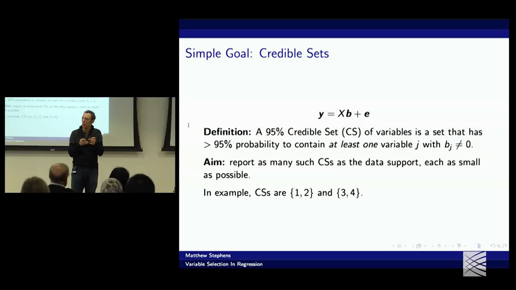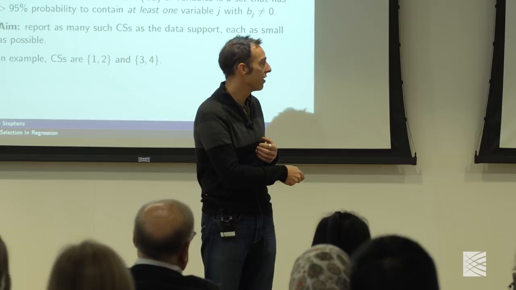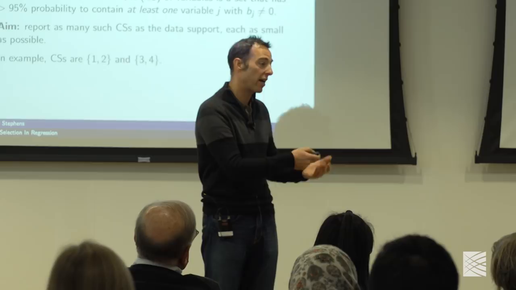but each set I want to make as small as possible. Because I could just report all the SNPs and say, yeah, it's one of these, I don't know which one. That's not much good to you, right? I want to make the set as small as possible, but I want it to have a high probability of containing a causal SNP. So in my example, I would give you these two sets. The first set is variables one and two. The intuition is I can't distinguish between those, but I can give you a set and you know that at least one of these is causal, and at least one of these is causal.